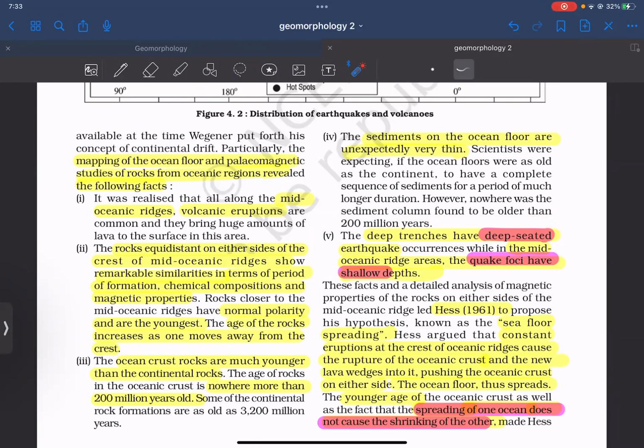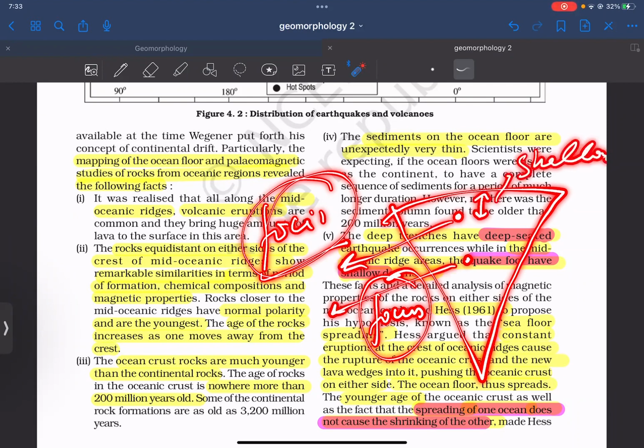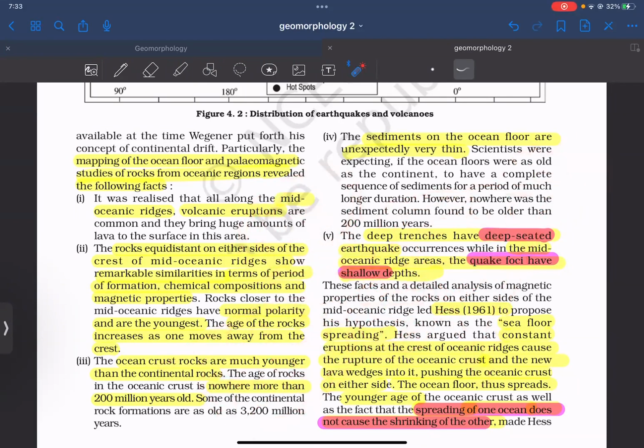See, depending on the depth of the foci, we divided earthquakes. Suppose this is the interior of the earth. What is focus? It is a point where the earthquake energy is released. If the depth of the foci from the surface of the earth is less, they are known as shallow foci earthquakes. And if depth is more, they are known as deep foci earthquakes. Right? Keep this in mind.